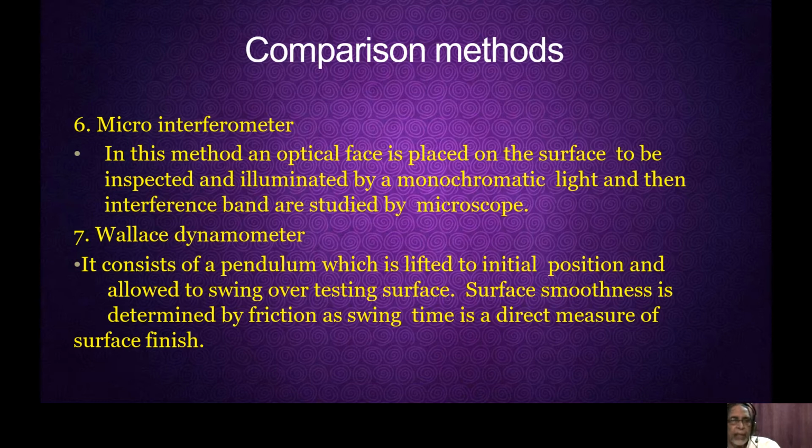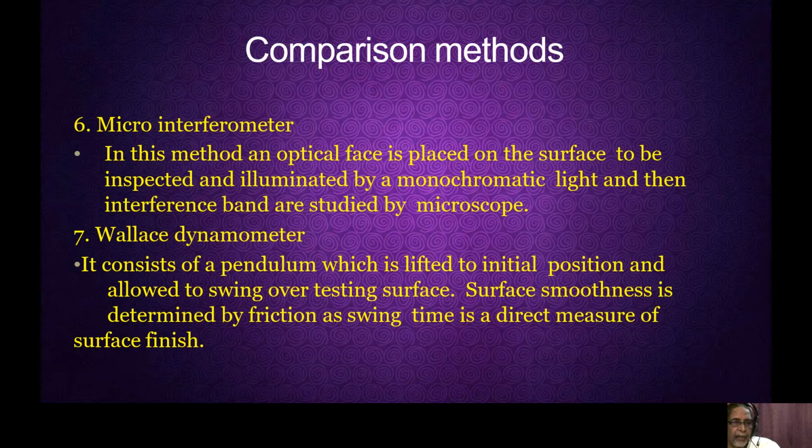Number 6, micro interferometer. What's this? In this method, an optical flat is placed on the surface to be inspected and illuminated by a monochromatic light, and then the interference bands are studied by microscope.